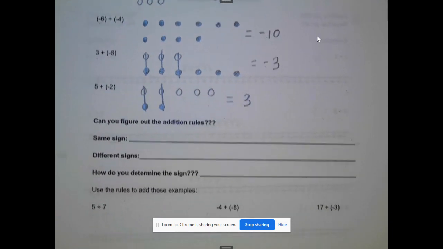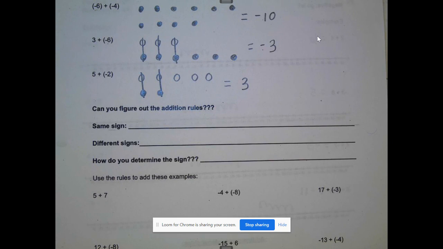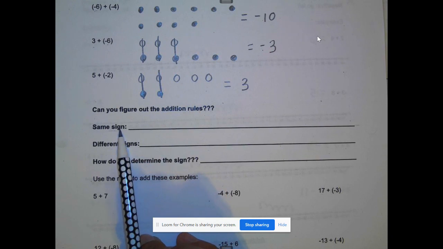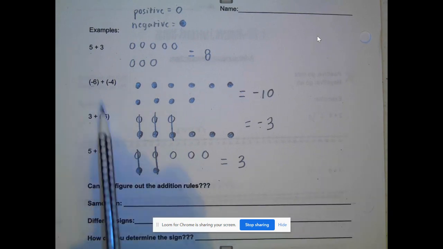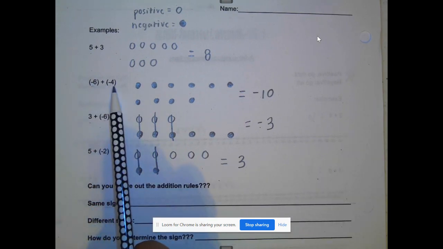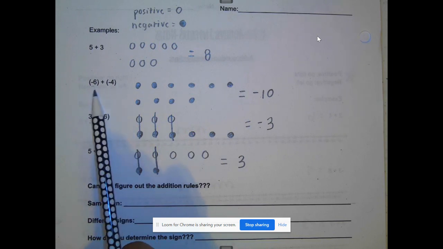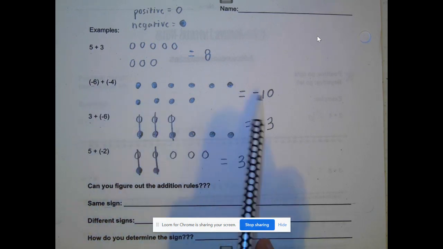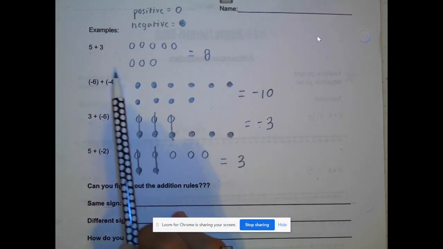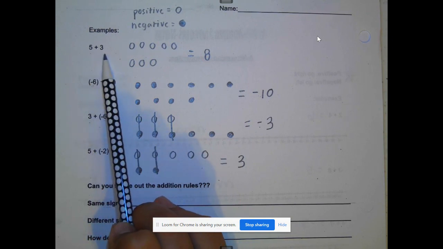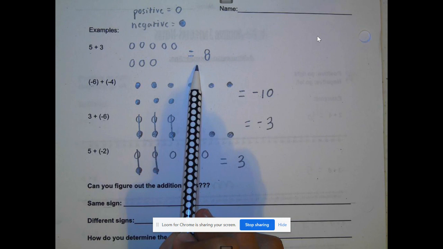Now it asks us, can you find out the addition rules? So, looking at all of the examples, what do you think are some rules? So, if it is the same sign, so if we look at our examples at the top, right here, negative 6 plus negative 4, they were the same sign. They're both negative, so we just add them all together and keep our sign. Same sign, you add and keep. Same thing up here. Both positive numbers, so we add them together and we keep the positive sign.